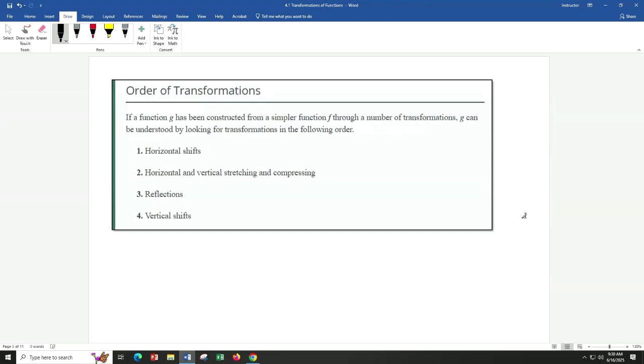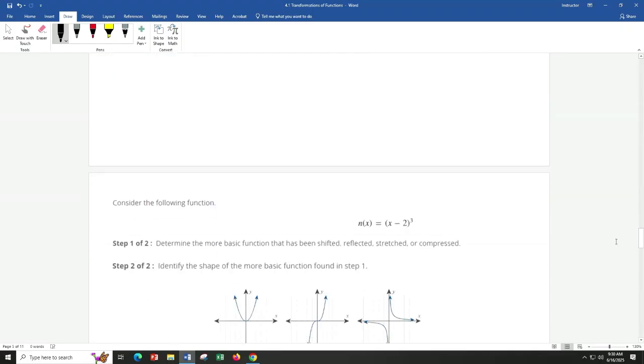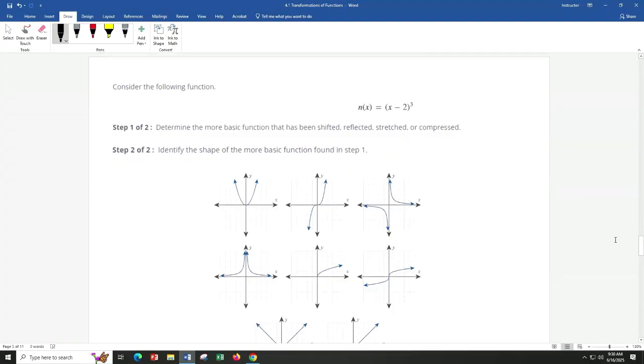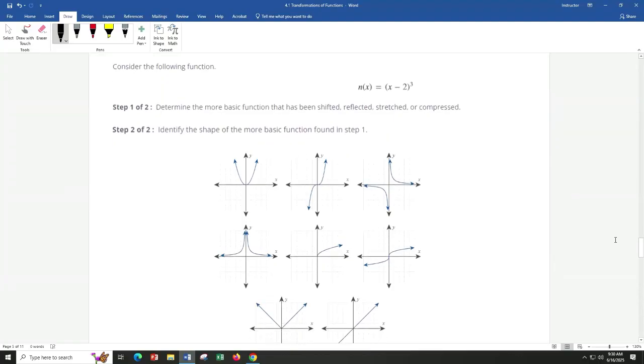An example. Do a few examples here. Consider the following function. I give you both here. Step 1: Determine the more basic function that has been reflected, stretched, or compressed. And then step 2 is identify the shape of the more basic function found in step 1.